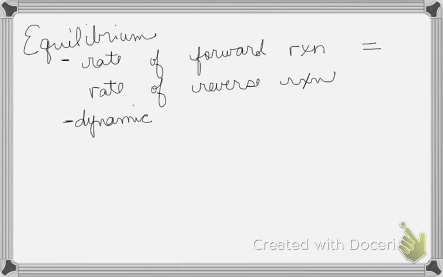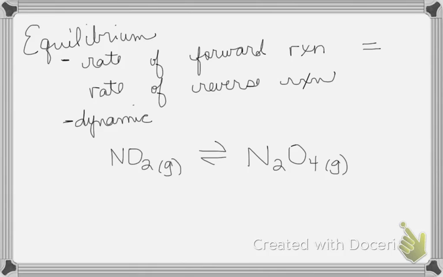For equilibrium reactions, they're usually written to look like this. NO2 gas yields N2O4 gas. That is an equilibrium reaction. And it's still balanced. What's the difference in how you write an equilibrium reaction?